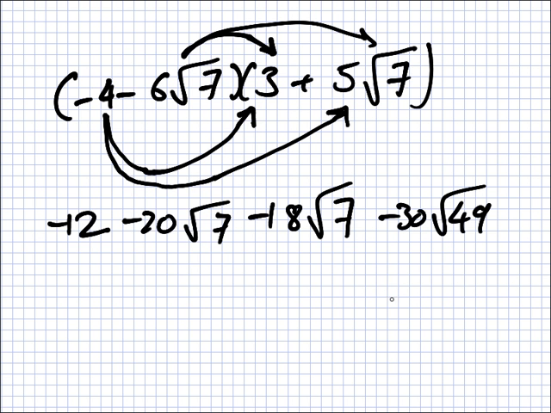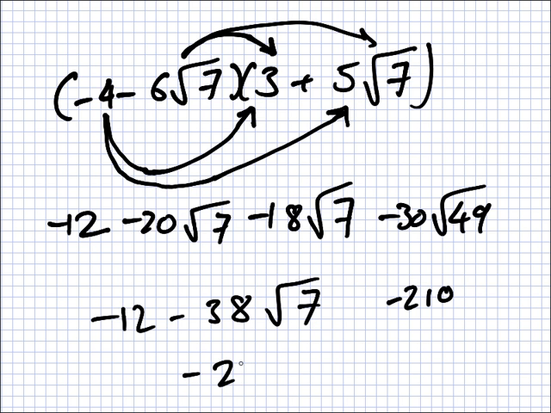So 30 times 7 is 210. And then this is minus 12 minus 38 root 7, isn't it? So what's that? Minus 222, minus 30, minus 38 root 7.